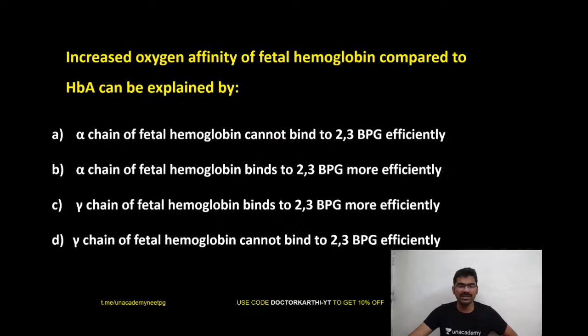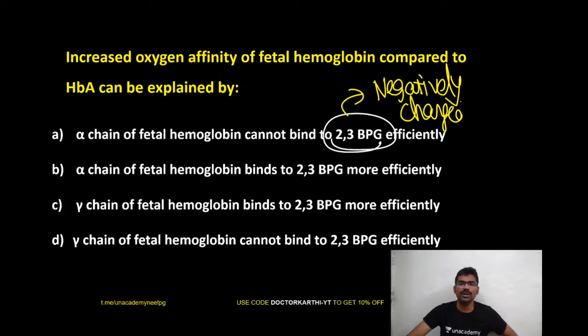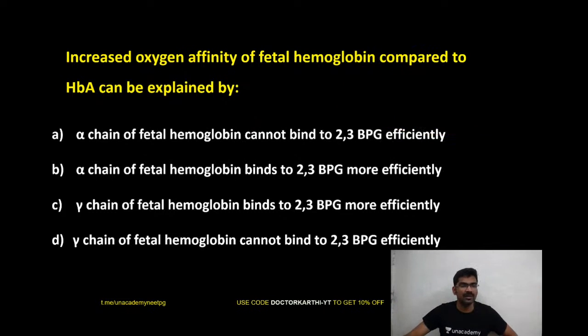So 2,3-BPG is produced by a glycolytic shunt pathway called the Rapoport-Luebering shunt. You know that 2,3-bisphosphoglyceric acid is a negatively charged molecule. This negatively charged molecule will come and bind to the central cleft in the hemoglobin, especially to the positively charged residues in the beta chain. It is in the beta chain.